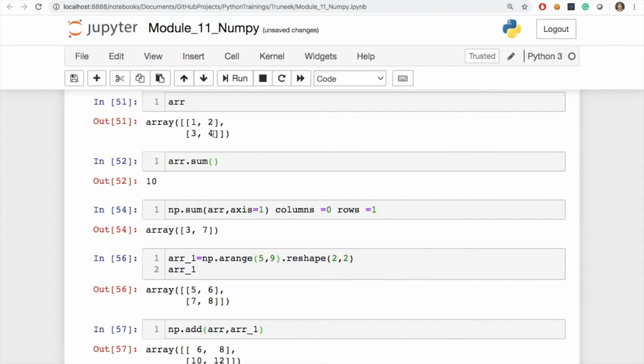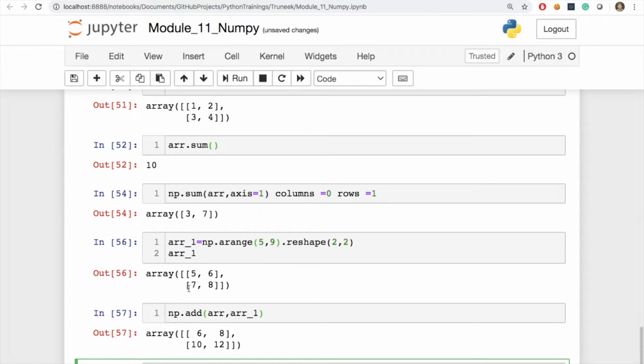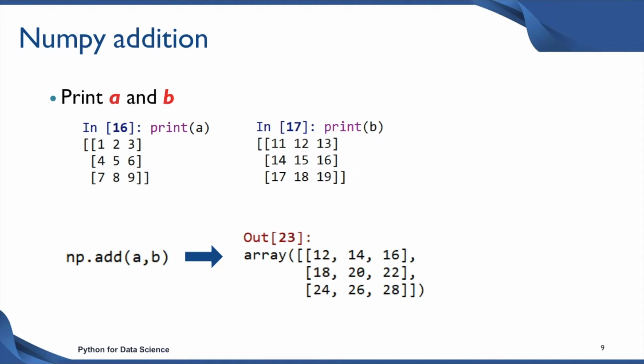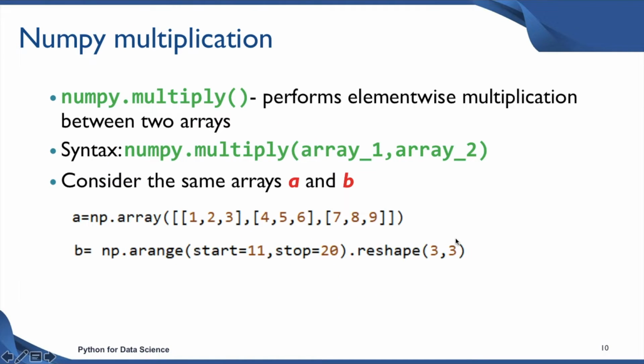So 1 2 3 4 5 6 7 8. Only the element-wise operation will occur. So 5 plus 1 is 6, 2 plus 6 is 8, 7 plus 3 is 10, and 8 plus 4 is 12. So this is how your array operation will work in case of addition. This is how your numpy add operation works, with element-wise operation. Similarly, we can perform element-wise multiplication between these two arrays.